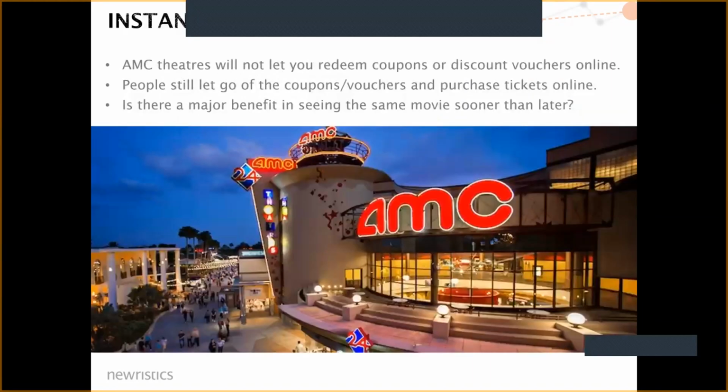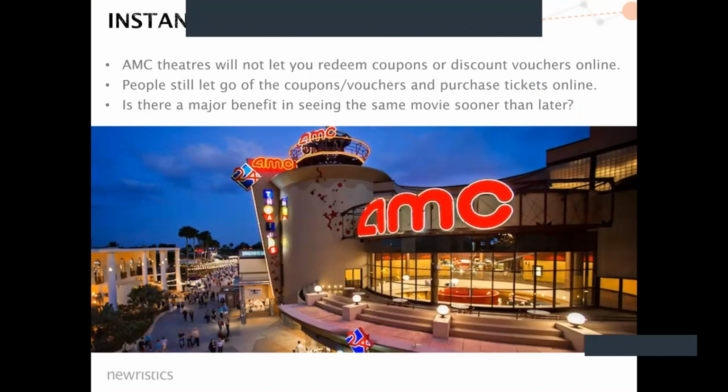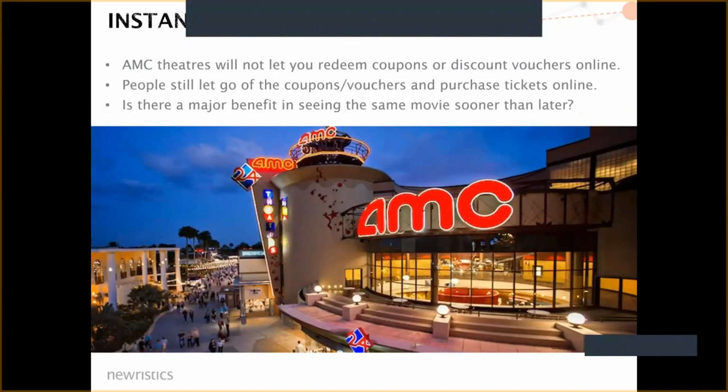Many of you might be in an area where your primary movie theater go-to location is an AMC. Others might do the same thing, but AMC theaters will not let you redeem coupons or discount vouchers if you're reserving your seats online. Yet, lots of people will actually go book their tickets online, and they might even have coupons or vouchers that they're not able to use.